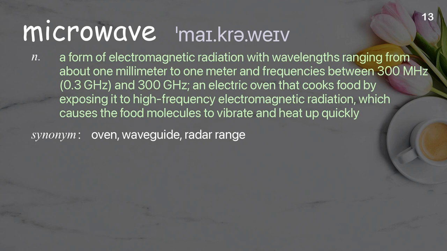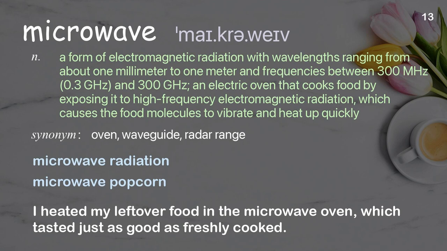Microwave. A form of electromagnetic radiation with wavelengths ranging from about 1 millimeter to 1 meter and frequencies between 300 megahertz (0.3 gigahertz) and 300 gigahertz; an electric oven that cooks food by exposing it to high-frequency electromagnetic radiation, which causes the food molecules to vibrate and heat up quickly. Examples. Microwave radiation. Microwave popcorn. I heated my leftover food in the microwave oven, which tasted just as good as freshly cooked.